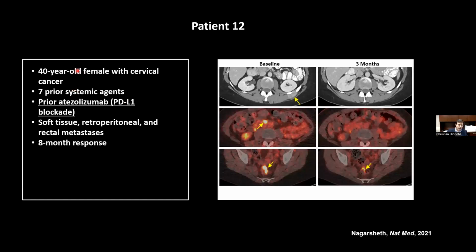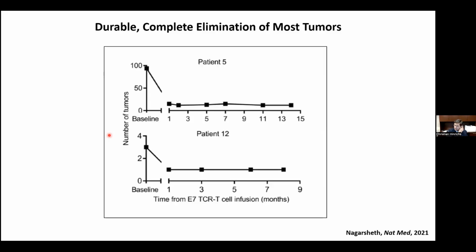And then finally, this is a 40-year-old woman, again, also had a T cell-based or PD-L1 blockade-based therapy. She had this chest wall tumor that completely went away, this retroperitoneal tumor that completely went away, and this rectal tumor that shrank. We offered her surgery, which she declined, and eventually that progressed. She ended up having an 8-month response. So we're trying to understand response and resistance, and I'll discuss that more in a minute.